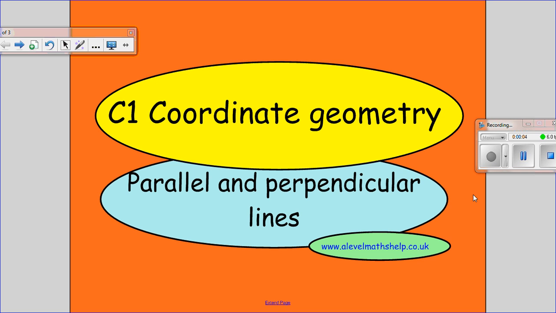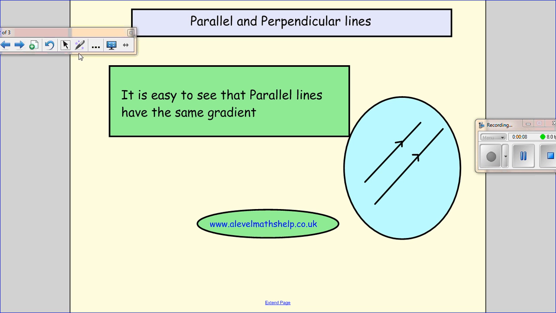In this video, we're going to be looking at parallel and perpendicular lines. It's a very brief look.